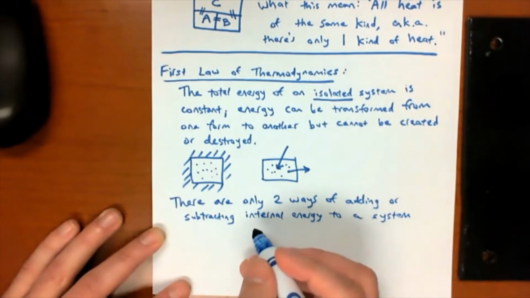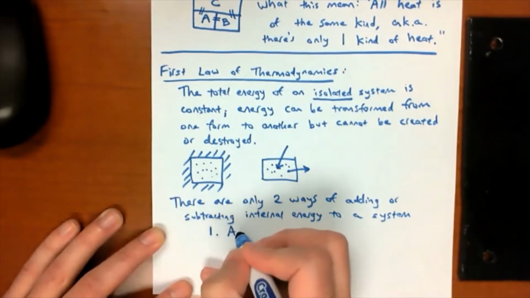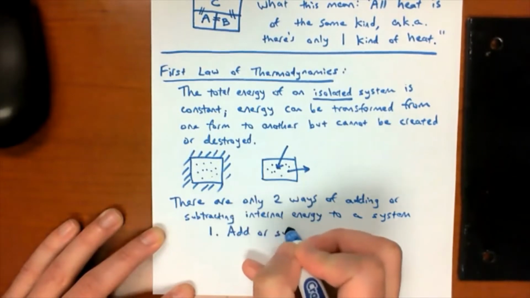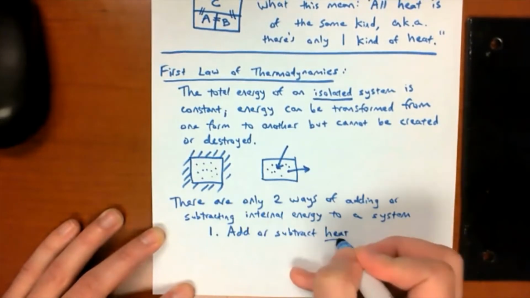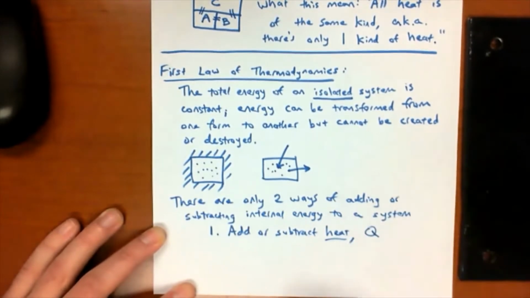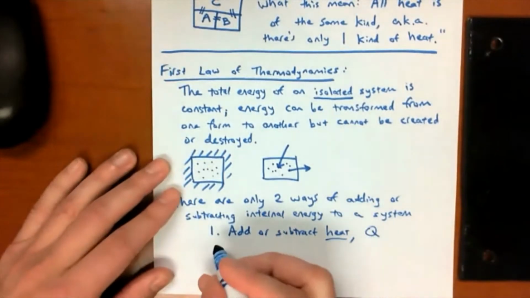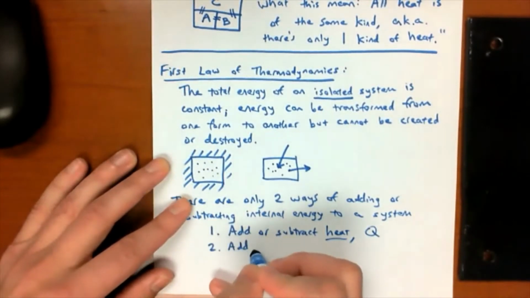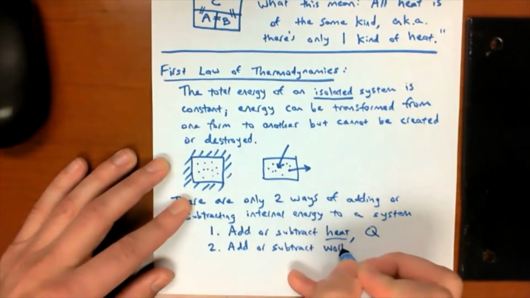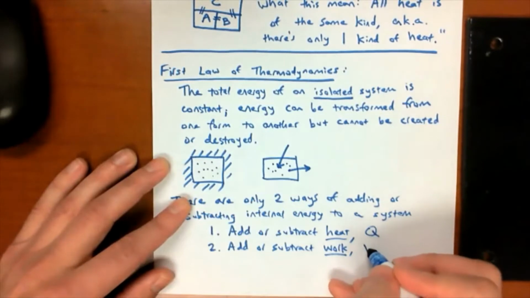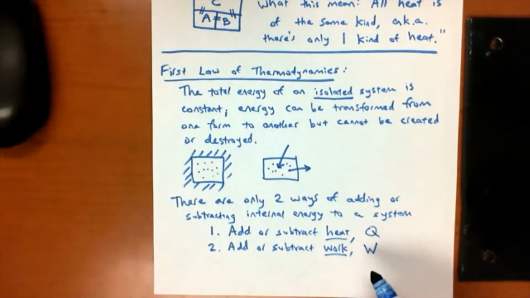What are those? Well, one of them is to add or subtract heat, which we usually abbreviate Q, capital Q. And the second way, you can probably guess, is to add or subtract work, which we abbreviate W. All right, so think back to the steam cycles that we talked about a little while ago.